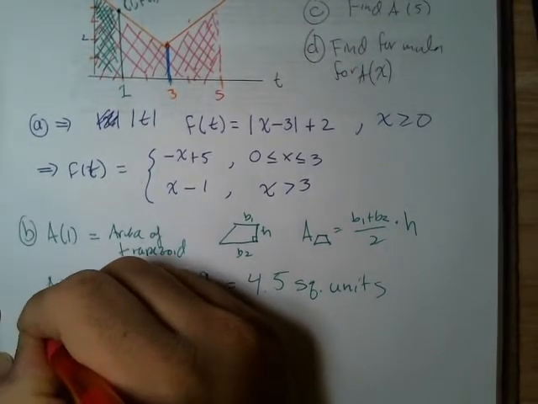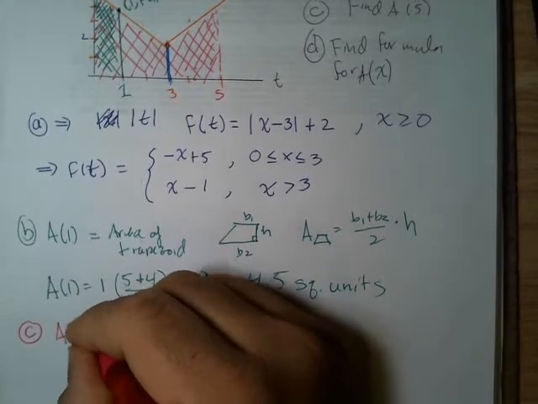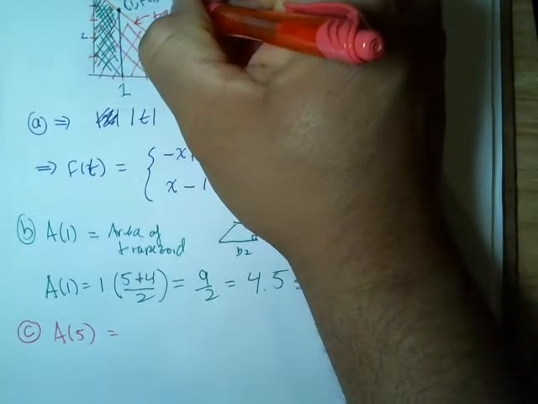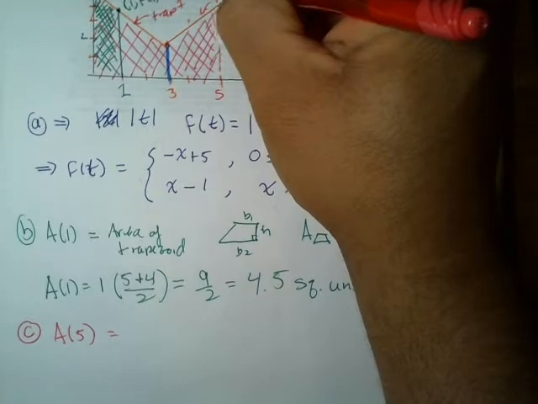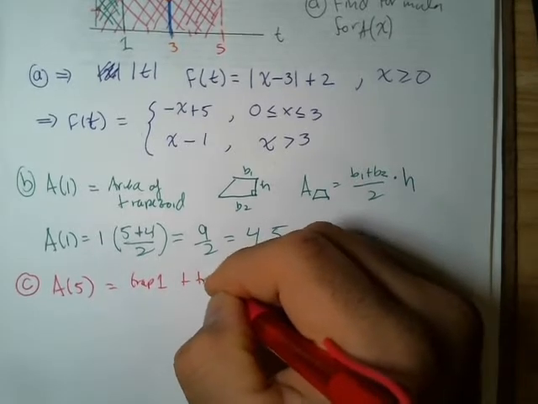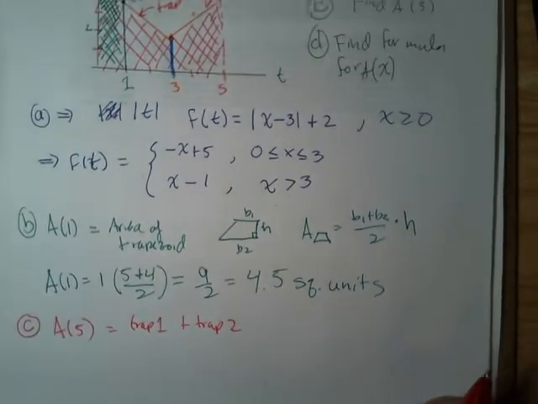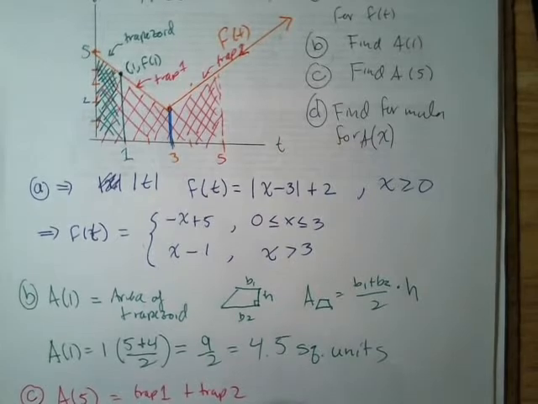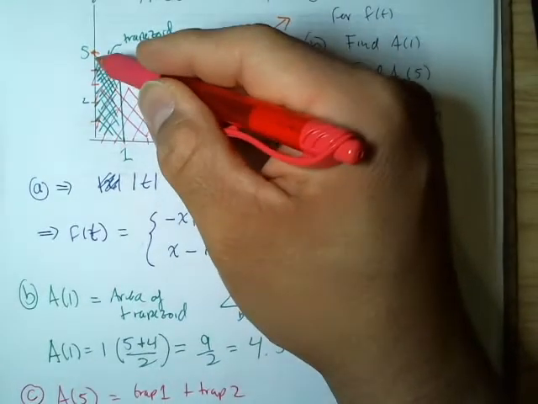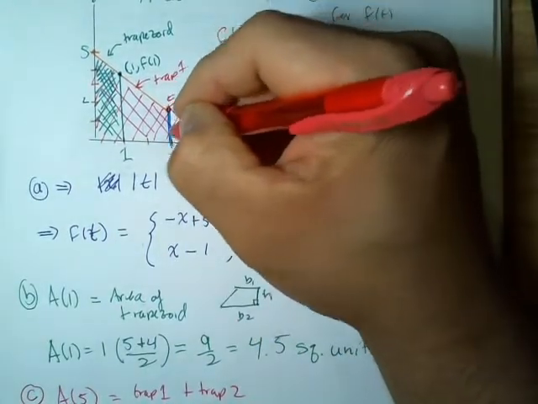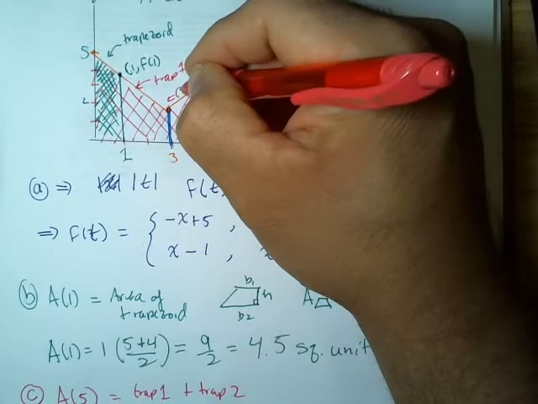So for C, A of 5 is going to be trapezoid 1 and trapezoid 2. Looking at this here, the height for the first one is going to be 3. And one of the bases is 5 here. And the other one, I'll have to evaluate the height along this way. This point is 3, f of 3.